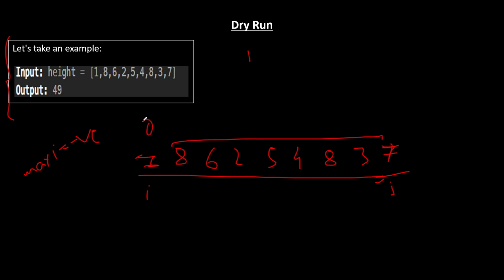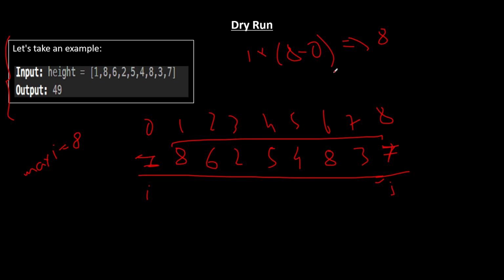So if we check the indices 0, 1, 2, 3, 4, 5, 6, 7, 8, it will be 8 minus 0, fine. We get 8 as the output. So our negative value gets replaced in maxi with 8. Okay. Now we move ahead.